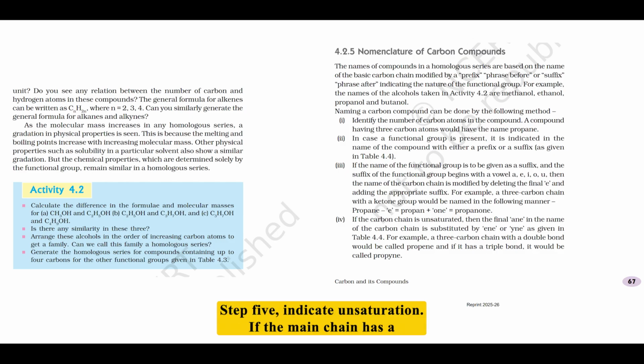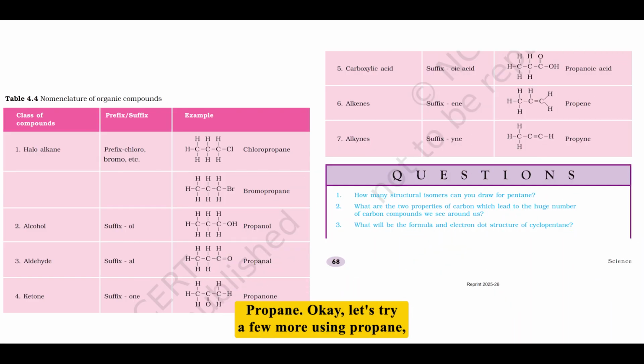Step 5. Indicate unsaturation. If the main chain has a double bond, change the -ane ending of the parent name to -ene. If it has a triple bond, change -ane to -yne. So a 3-carbon chain with a double bond is propene. Exactly, propene. And with a triple bond, propyne. Perfect, propyne.